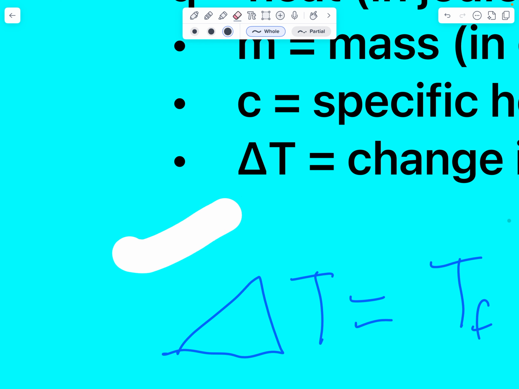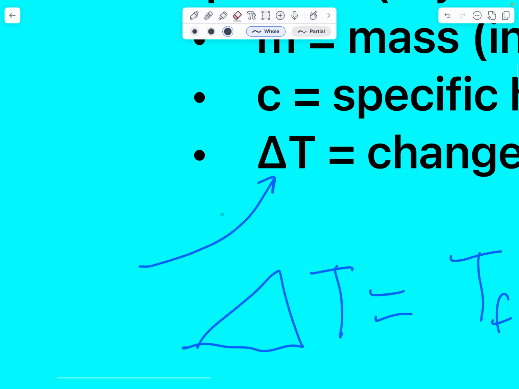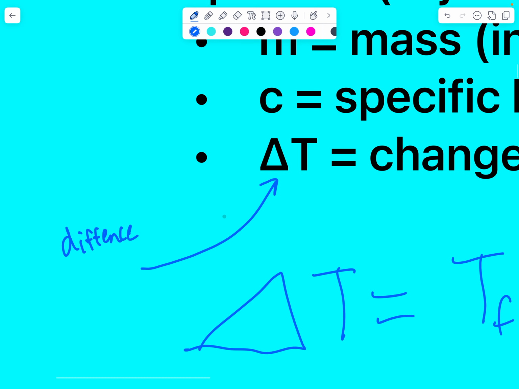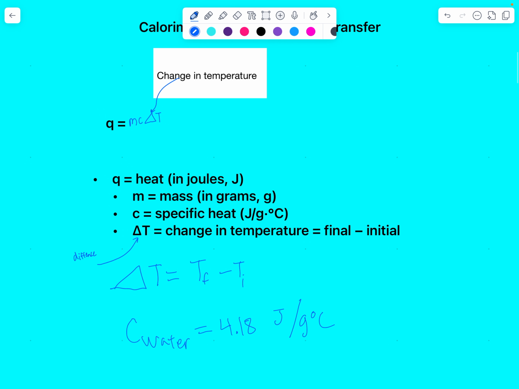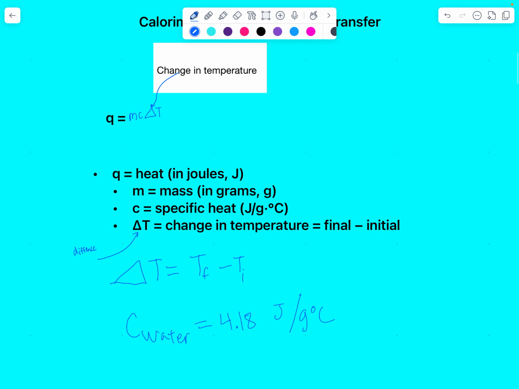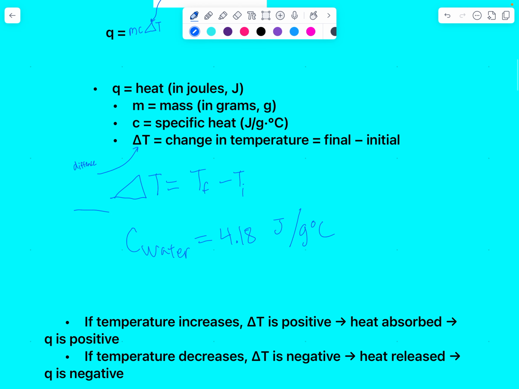When you see this triangle, I just zoomed in to explain this. It means difference in, the result of subtracting two things from each other. So it's when you subtract two things. And delta T is the change in temperature, final minus initial. If you remember nothing else, remember that delta T is final minus initial. Always, always, always. Again, delta T equals T final minus T initial.